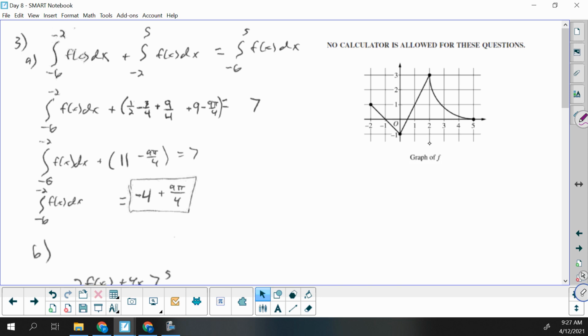That first triangle is above, it's got an area of 1/2. The second triangle below is -3/4. Then you've got the triangle from 0.5 to 2, that's 9/4. And then for the part that's under the quarter circle, think of it as you got to do a square that's 3 by 3. So that's the 9. And then you're subtracting off the quarter circle, which is 9 pi over 4. If you combine your like terms, that's 11 minus 9 pi over 4. If we subtract the 11 over and add the 9 pi over 4 over, that gets the integral from -6 to -2 by itself.